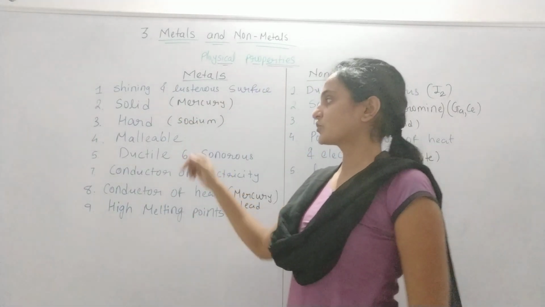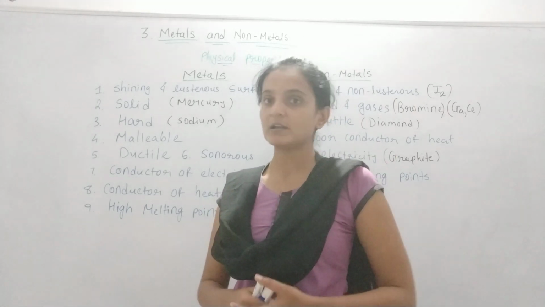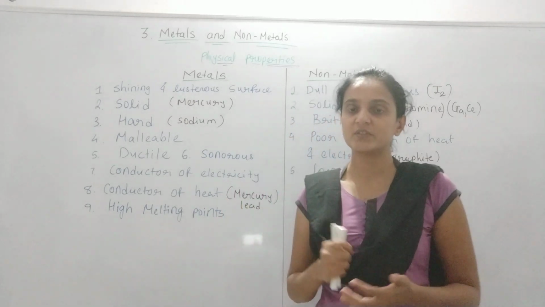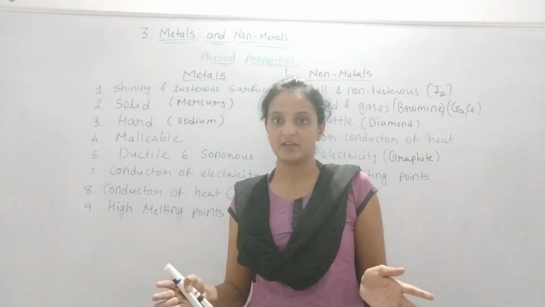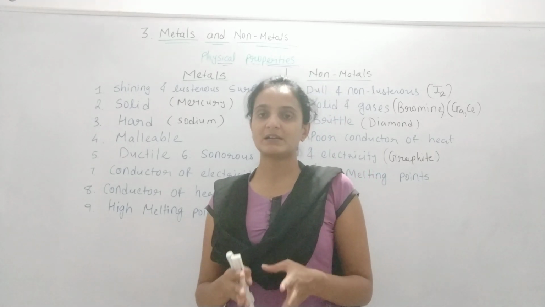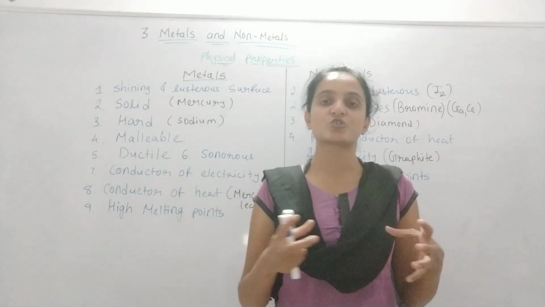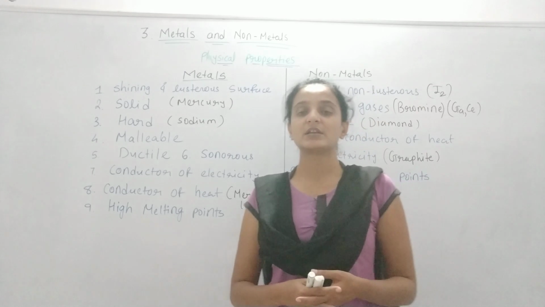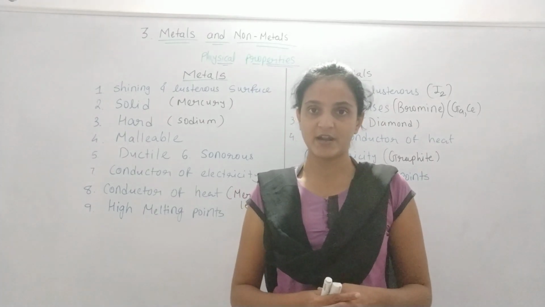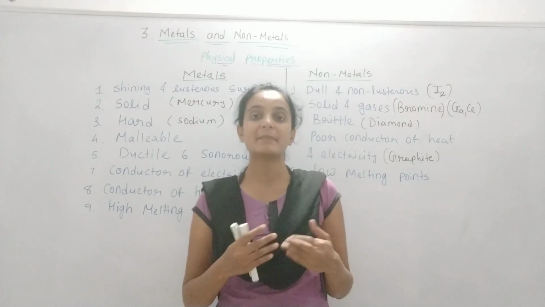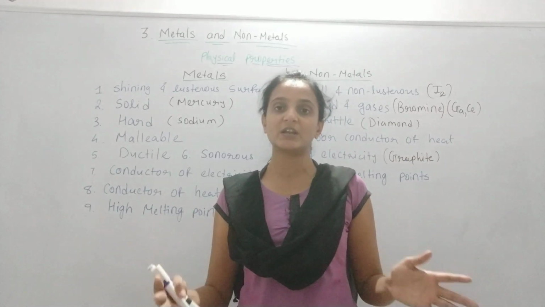Then the fourth property is malleability. You have studied in lower standards the meaning of malleable: when you hammer a metal, it is converted into a thin foil. That property of metals is known as malleability, by which we can prepare thin foils or sheets from metal, as you use aluminium foil in your routine life to cover and preserve food.